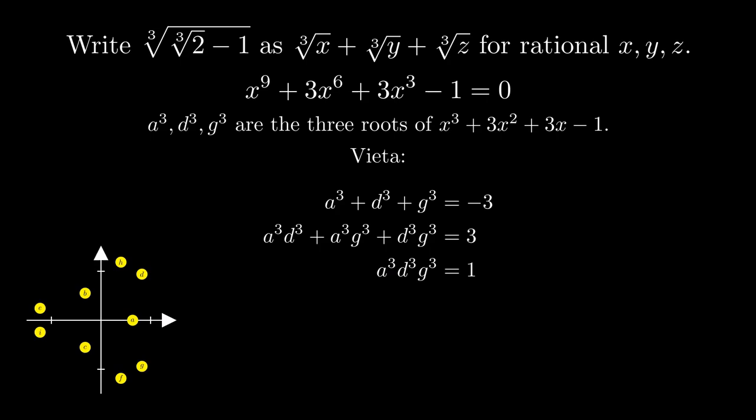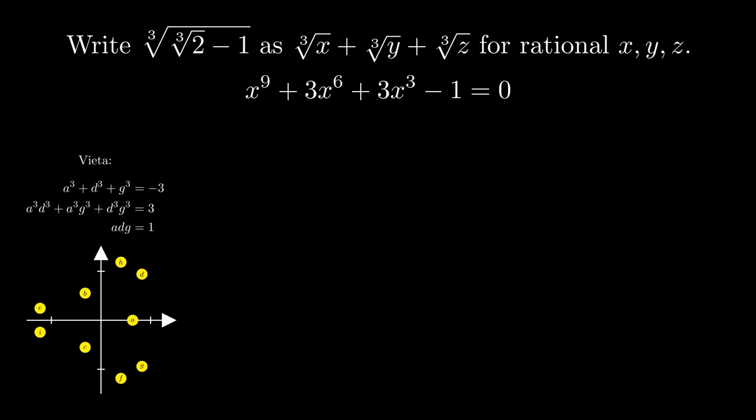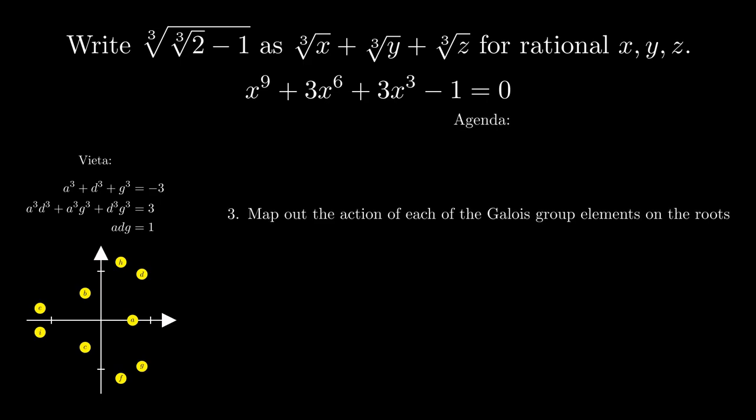But the final equation says (adg) cubed equals 1, but d and g were chosen specifically for this to be real, so we can pop the cube off and just get adg equals 1. We'll set those aside for now. Now here comes the fun part, step 3 of our agenda. Figure out what the Galois group actually does to our roots.